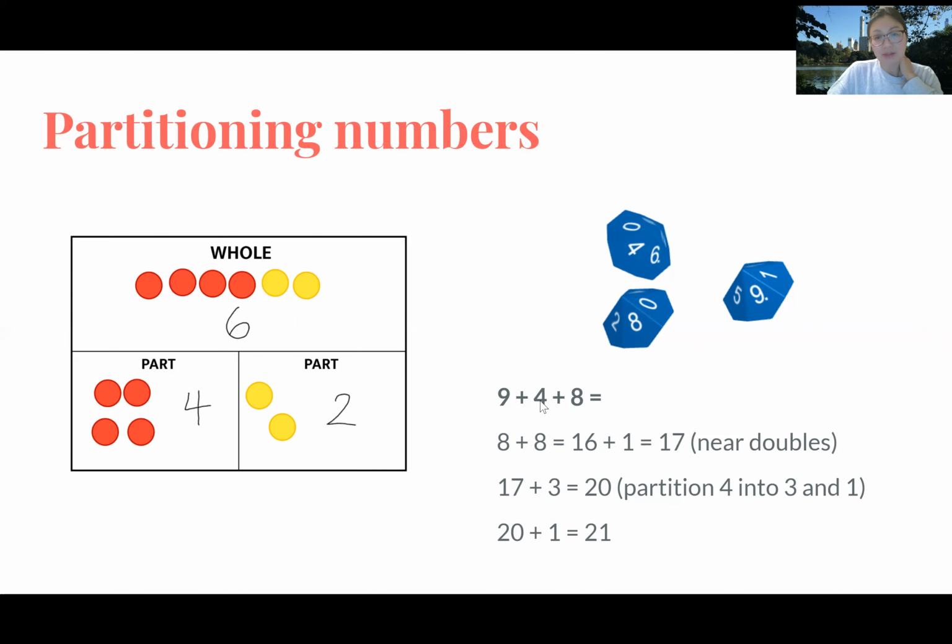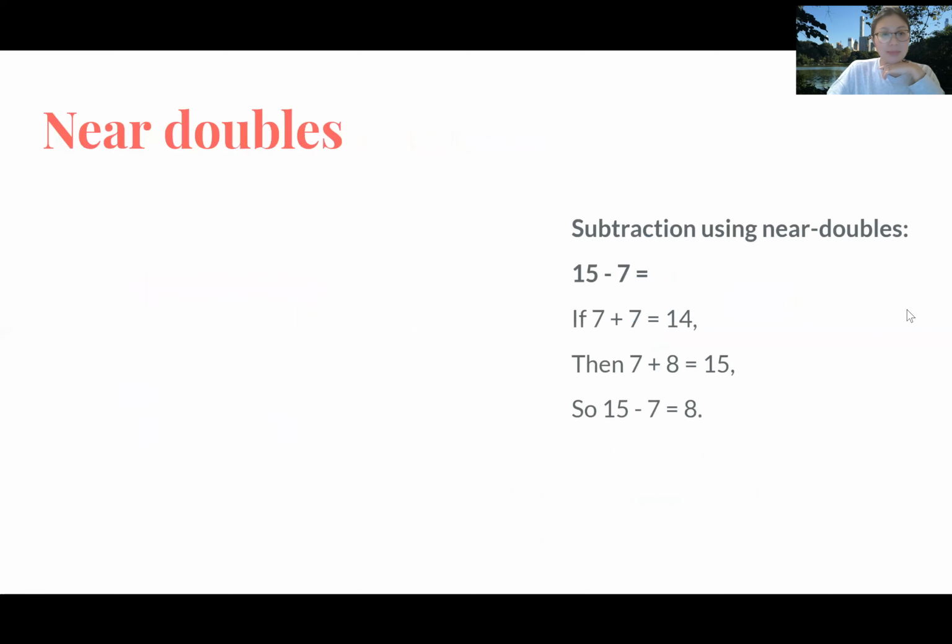So after that 17, I've still got 4 to add, but I prefer to partition that 4 into 3 and 1, because I know that 7 and 3 make a 10. So then 17 plus 3 will give me 20. And then the leftover from the 4 will be the 1. So 20 plus 1 equals 21. So I've partitioned the 9 into 8 and 1, and I partitioned the 4 into 3 and 1, just to make it a little bit easier for me to add, or quicker. Okay, so that's partitioning numbers.